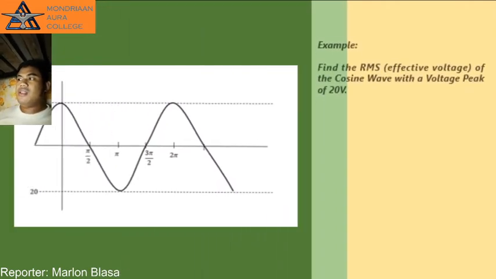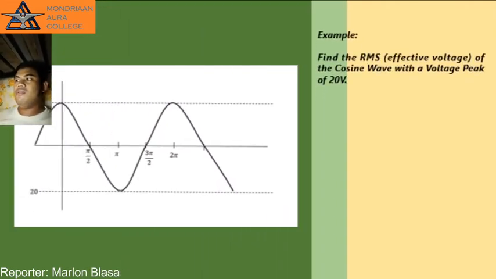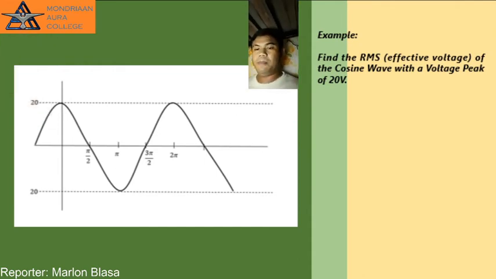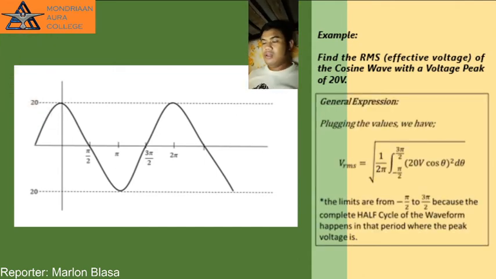Find the RMS or effective voltage of the cosine wave with a voltage peak of 20 volts. So, gamitin natin dito is yung general expression. So, plugging in the values. So, meron tayong VRMS equals the square root of 1 over 2 pi times the integral from negative pi over 2 to 3 pi over 2 of 20 volts cosine theta squared d theta.